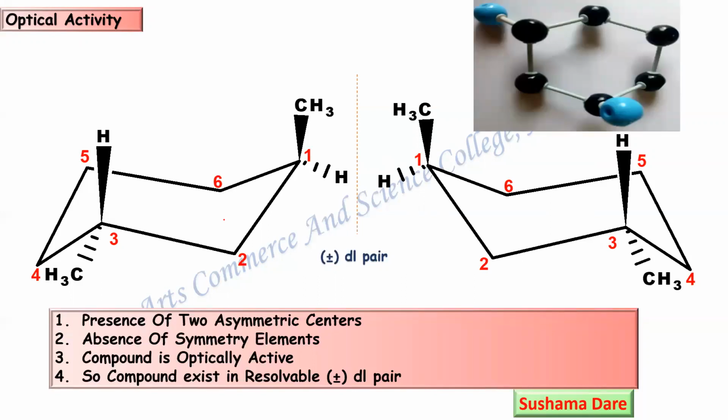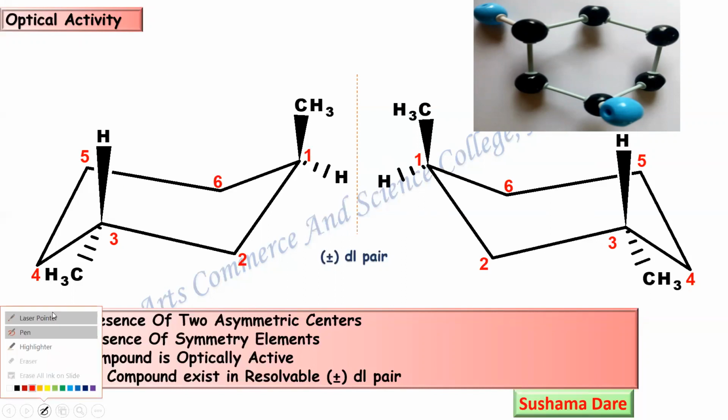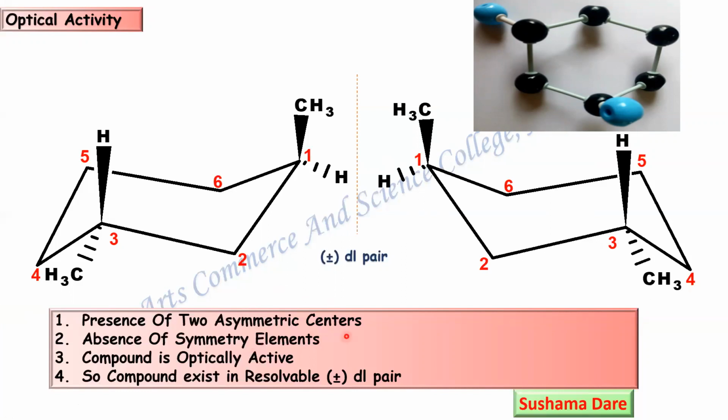The reason here is, you can see in this ball and stick model, there is an absence of any symmetry element. So you can see, you cannot pass a plane from any direction, as one group is going in the downward direction, one group is going in the upward direction. So there is an absence of symmetry. Because of the absence of symmetry, the compound is optically active. So the compound exists as a resolvable DL pair.